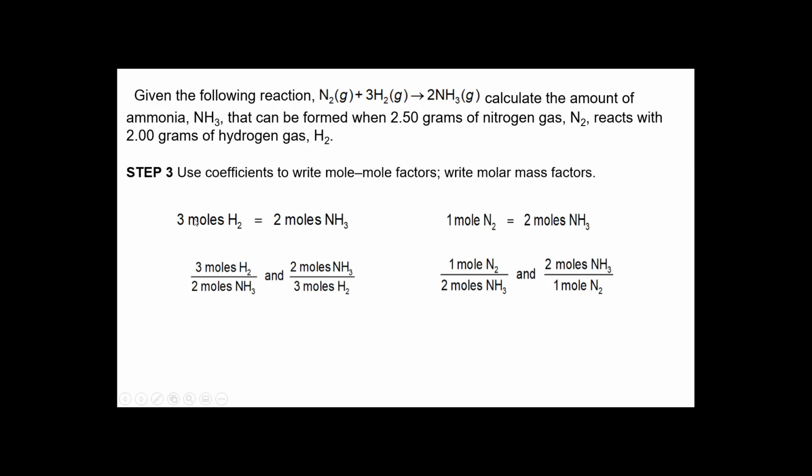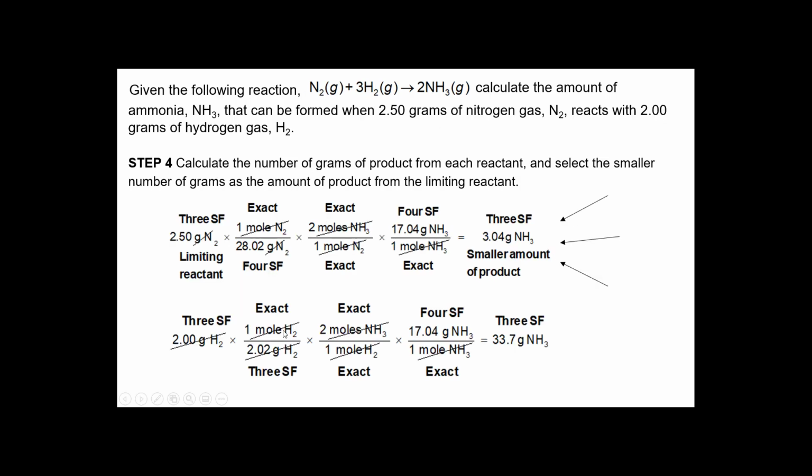So if we look at the balanced equation, we have 3 moles of hydrogen to 2 moles of ammonia. We can see that there, and then we can set it up in the conversion factor. And then we have 1 mole of nitrogen to 2 moles of ammonia, and we can set that one up as well. So you have to do the exact same thing for both, using the amounts that are specific for that substance. So we have 2.5 grams of nitrogen, and we go through the molar mass of nitrogen. Then we take the ratio of the balanced equation, and then we take the molar mass of the product, which is ammonia. And this gives us 3.04 grams of ammonia.